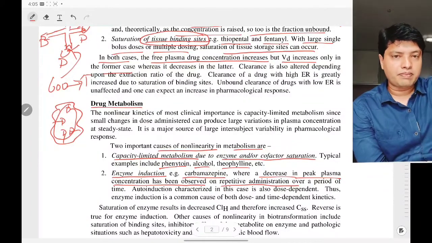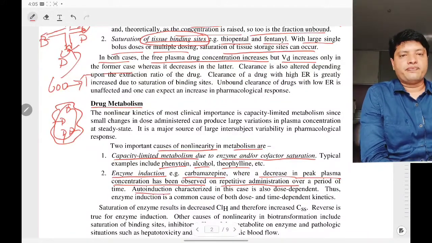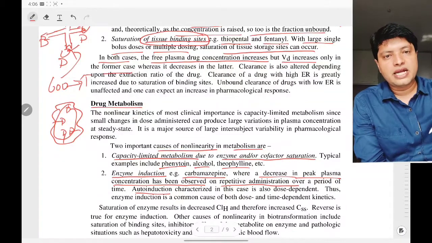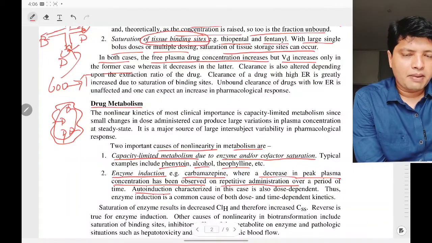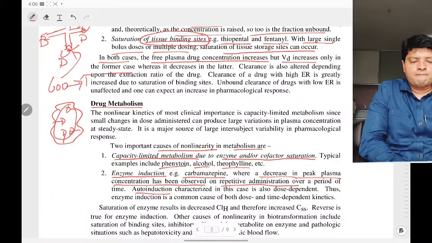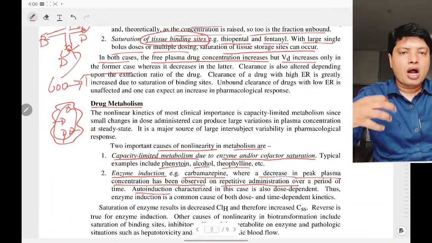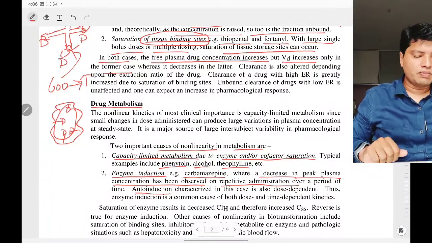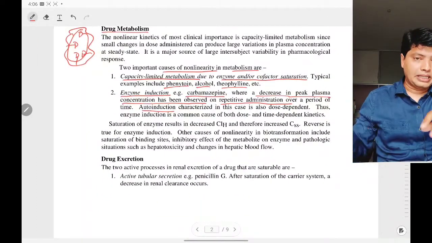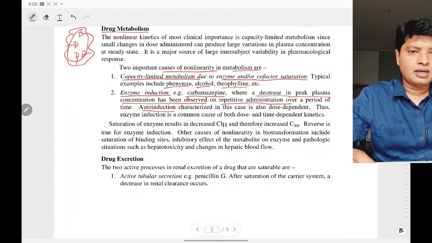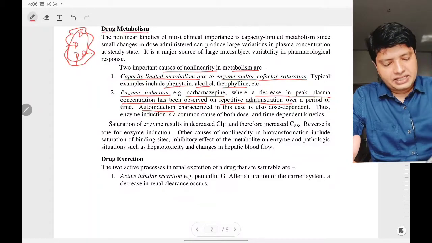Why is the peak plasma concentration decreasing? Because it is getting metabolized. Why? Auto induction. Carbamazepine itself is inducing its metabolism after some time. In a long period, carbamazepine will induce its metabolism, so we call it auto induction. Due to this also the peak plasma concentration is decreased. That should be constant, but it is decreasing here. Hence, we call it non-linear pharmacokinetics.